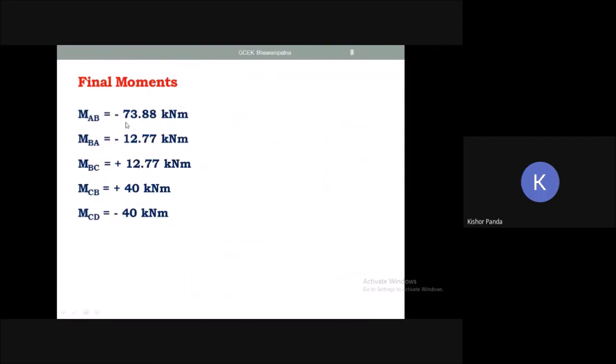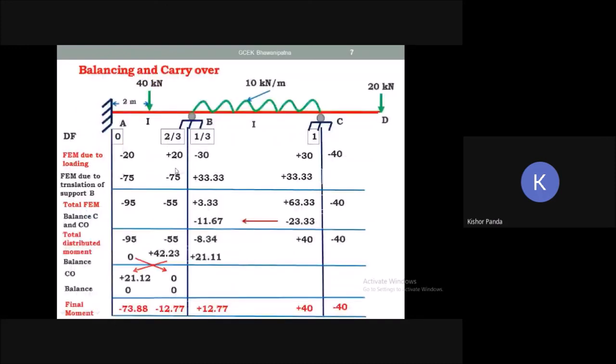So these are the final moments. MAB is equal to minus 73.88 kilonewton meter, MBA is equal to minus 12.77 kilonewton meter, MBC is equal to plus 12.77 kilonewton meter, MCB is equal to plus 40 kilonewton meter, MCD is equal to minus 40 kilonewton meter. These are the final moments. So after getting the final moments, you can draw the bending moment diagram.